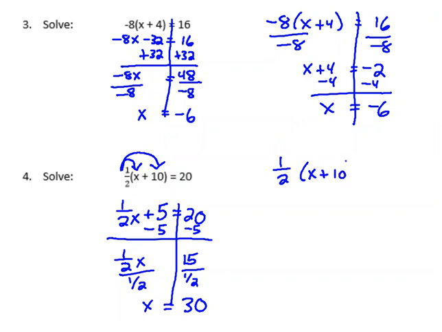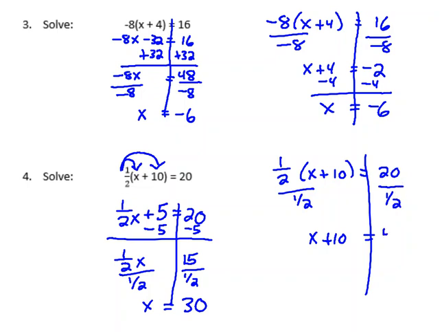Let's do that same problem again here. I could divide by the 1/2 right at the beginning. So that would cancel off, leaving the x plus 10. 20 divided by 1/2 is 40. And then the opposite of plus 10 would be minusing 10. So that leaves the x, and same answer, 30.